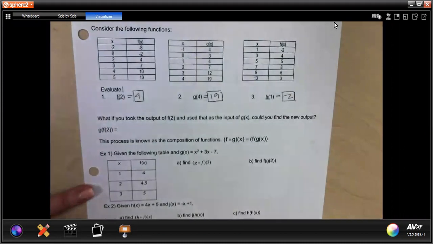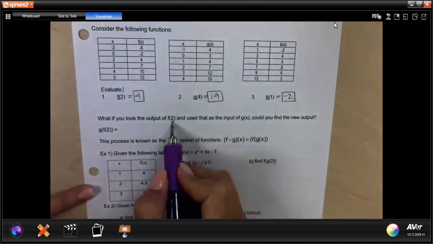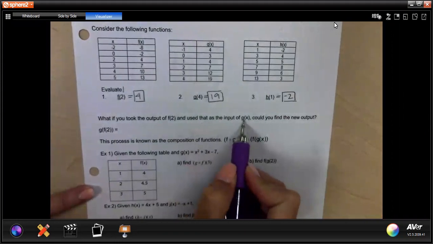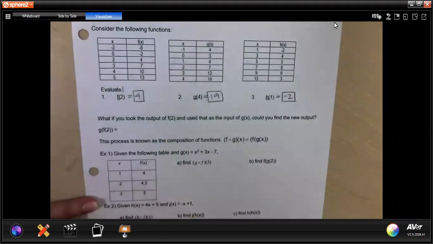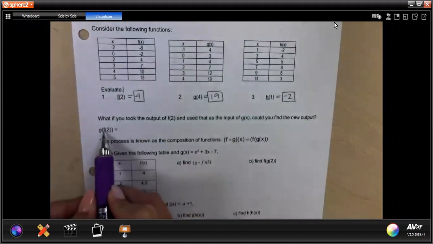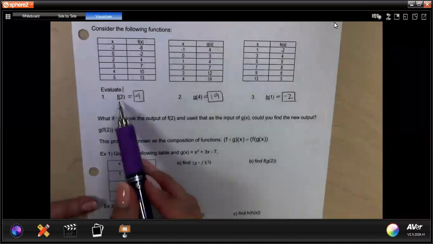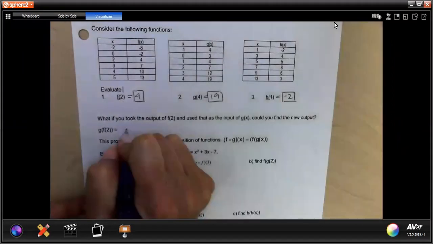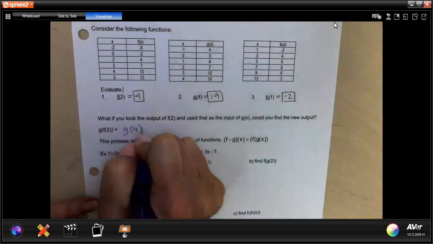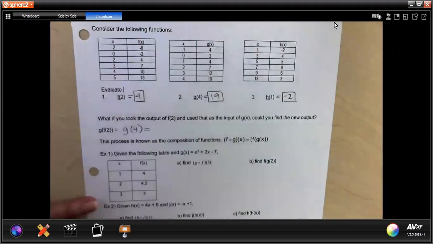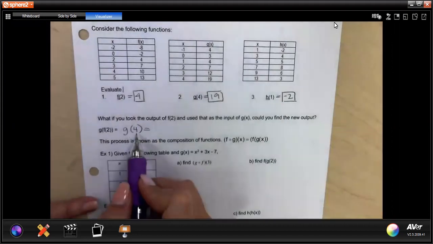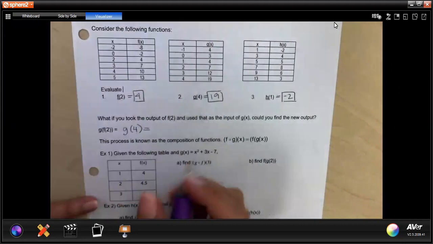Now, it tells us, what if you took the output of f of 2 and used that as the input of g of x? Could you find the new output? That looks like this. That's what a composition of functions is. So 2 is the input for f, and the value of all of that will be the input for g. So we go to our f of 2, and we already found that was 4. So this would turn into g of 4 because f of 2 has a value of 4. And so then we go to our g function and find the input of 4, which we already have right here. So it is 19.